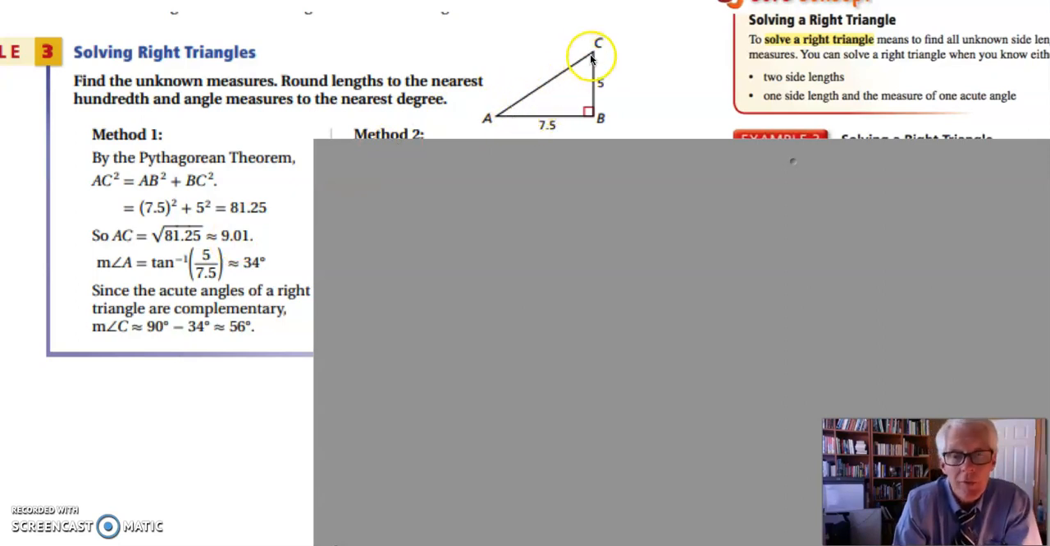We do know, though, that they are supplementary or complementary, because both of these will equal 90. Supplementary, excuse me. They're going to be, okay, which one's which? Complementary, alphabetical. These two angles will equal 90 degrees. All right? They're complementary.